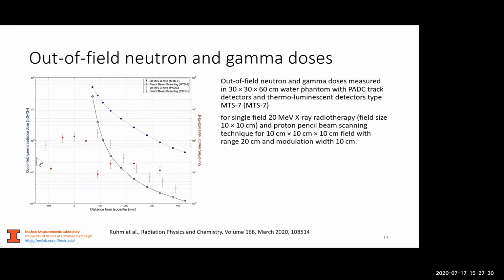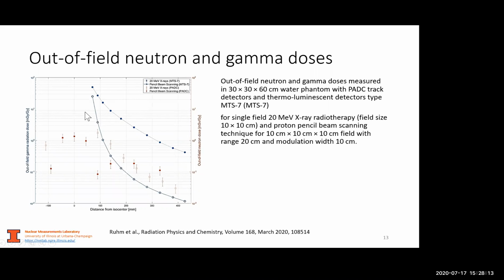In this figure, you see the measured dose in a phantom. A phantom is simply, in this case, a 30 by 30 by 30 centimeter water parallelepiped, which was irradiated by a 20 MeV X-ray radiotherapy beam and a comparable proton therapy field. And as you can see here in blue, we see the results for the scattered gamma ray, the out-of-field gamma radiation, and in red, the out-of-field neutron dose as measured.